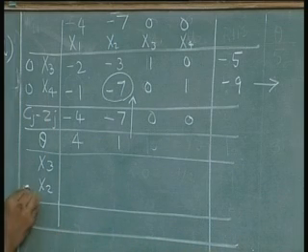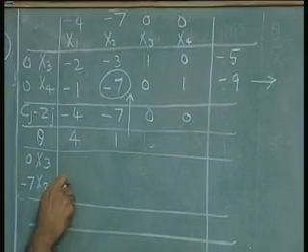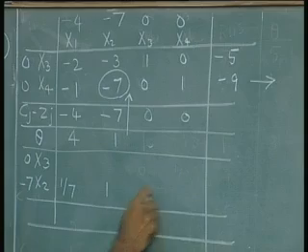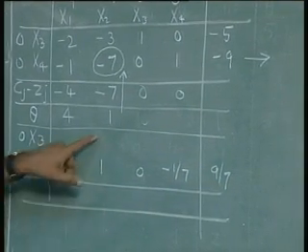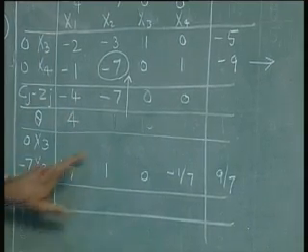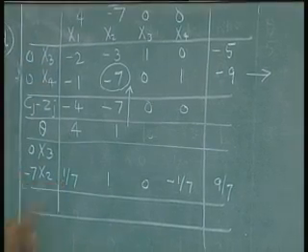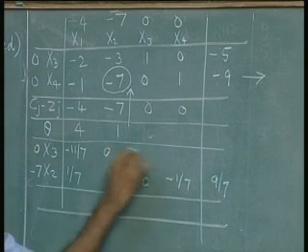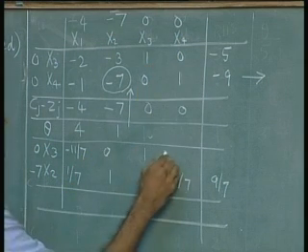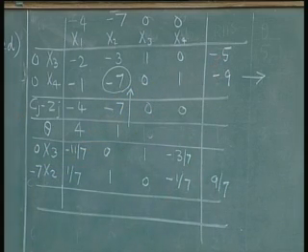Now this is minus 7, this is 0. So divide by the pivot element to get 1 by 7, 1, 0, minus 1 by 7, 9 by 7. We need a 0 here, so this plus 3 times this would give a 0, minus 2 plus 3 by 7 is minus 11 by 7, 0, 1. This plus 3 times this would give us minus 3 by 7. This plus 3 times this, minus 5 plus 27 by 7 is minus 8 by 7.